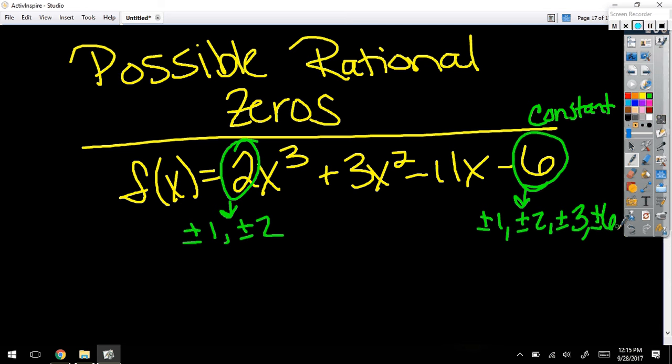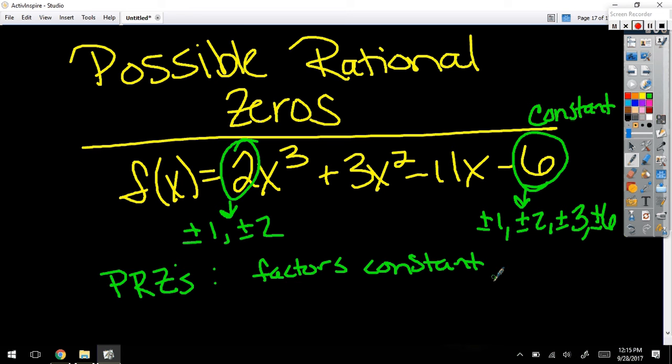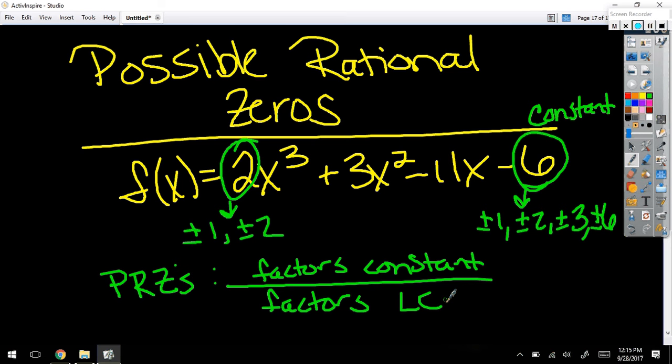The PRZs are every combination you can make using the factors of the constant divided by the factors of the leading coefficient. And here's my leading coefficient.